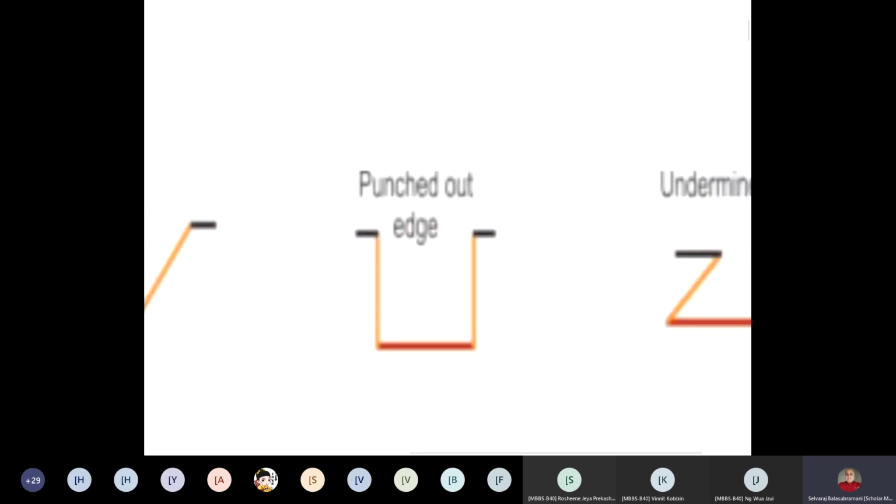This is called punched out edge. See, it is vertical, just like you are punching something. This is the vertical one. The edge is vertical. And this happens in trophic ulcers, like diabetic ulcer. Yeah, it is common in diabetic ulcer and in gumma also. Gumma is syphilis, secondary syphilis. Yeah, that is what you are seeing here.